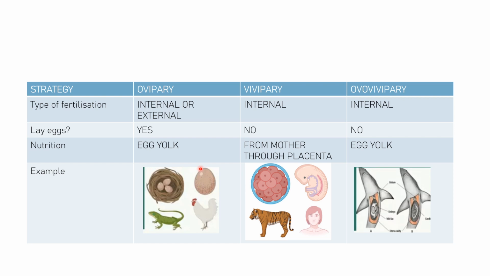Okay, so we will look at the number 2 factor, which is the laying of eggs. So in oviparous animals, we have the laying of eggs. In other words, the animals that are oviparous lay eggs. For instance, the chicken does lay eggs, and the frog does lay eggs.